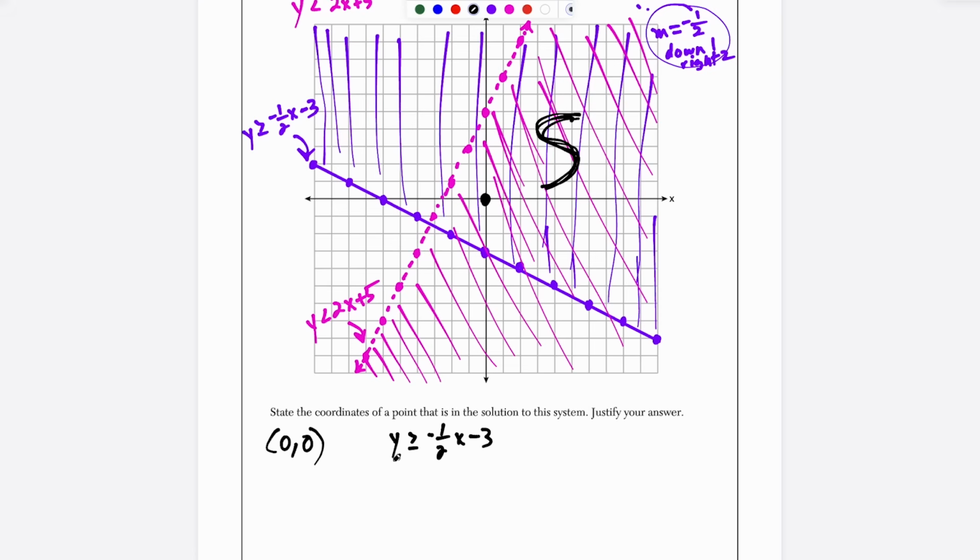When I plug in, I get 0 is greater than or equal to negative 1/2 times 0 minus 3, which tells us 0 is greater than or equal to negative 3, and this is true. Okay, so this is a true statement.